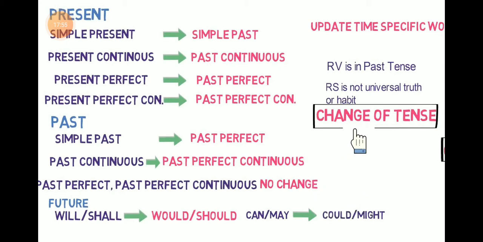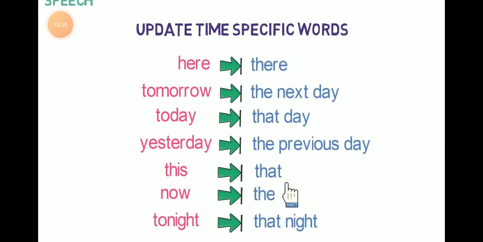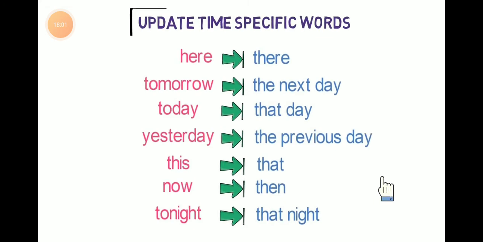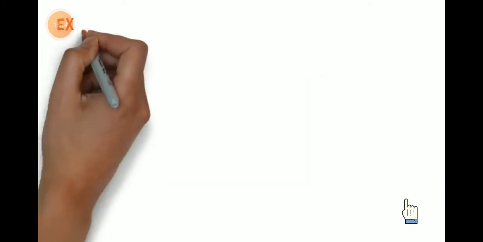Then we discussed the change of tense also. If the reporting verb is in the simple past, then it will be converted into past continuous tense. Understood? Then we discussed updating time specific words. So all these words should be taken care of while writing the indirect speech. Now let's quickly revise some examples of how to convert direct speech into indirect speech with various understandable examples.